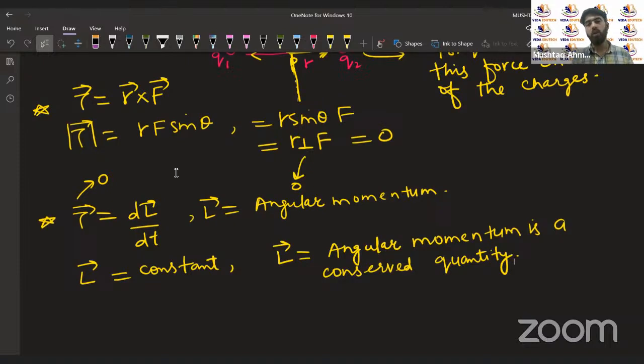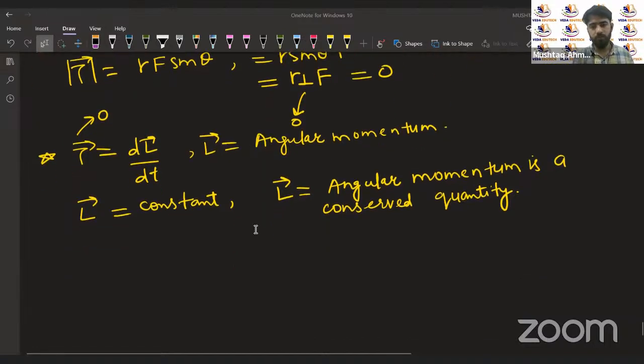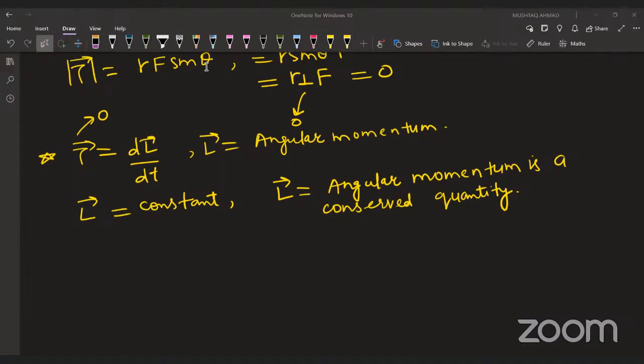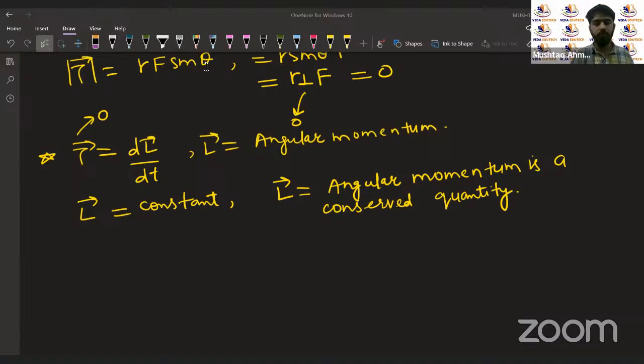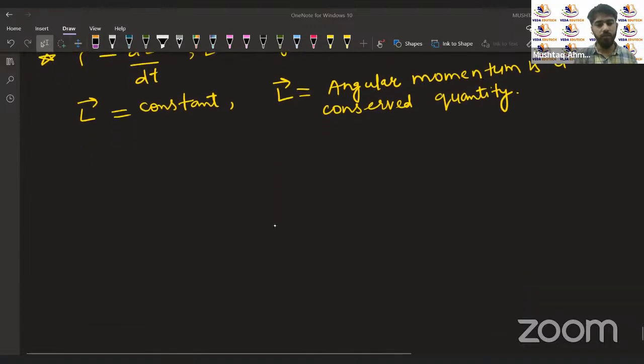And one more point, if the force because of this electrostatic force of interaction does not contribute to the net torque on the system, and if the torque on the system is zero, the total angular momentum is conserved. The total angular momentum of a system is conserved. So total momentum of a system is a conserved quantity.